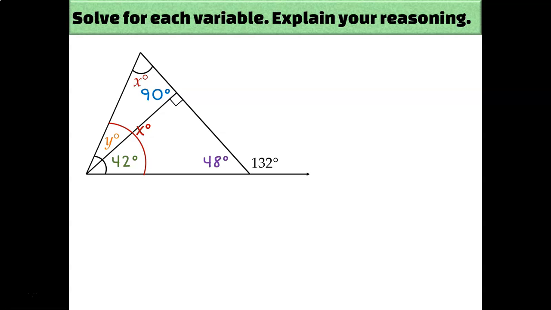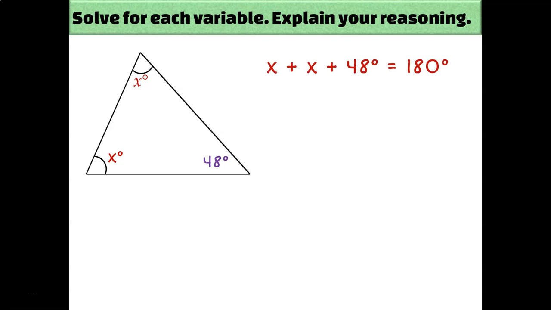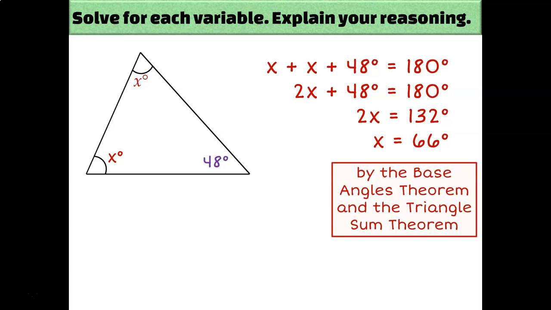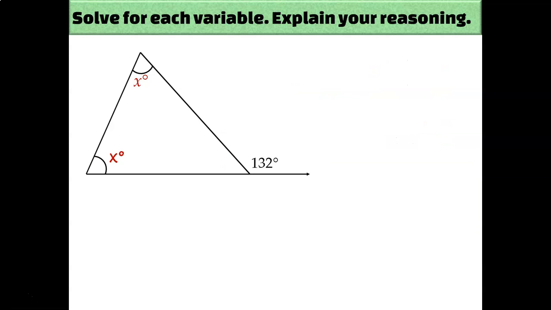So let's get rid of the y and the 42 and the 90 and that whole line. Actually, we don't need any of that. If these two angles both measure x degrees, and the third angle in that big triangle measures 48, then I can say that x plus 48 equals 180. So x must be 66 degrees because of the base angles theorem and the triangle sum theorem. Another way to have done that is actually using the exterior angles theorem.